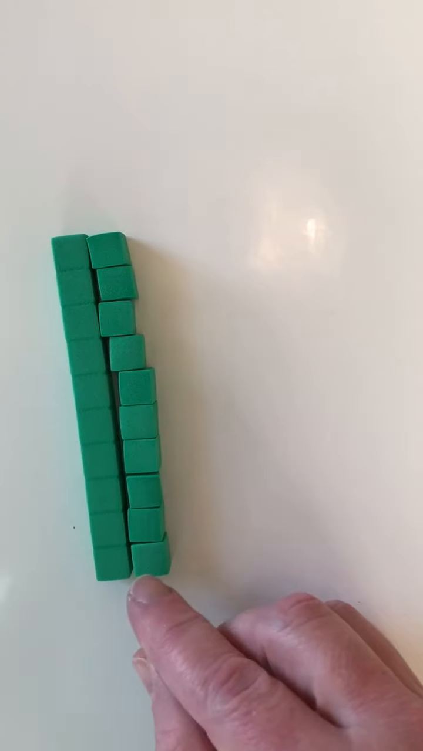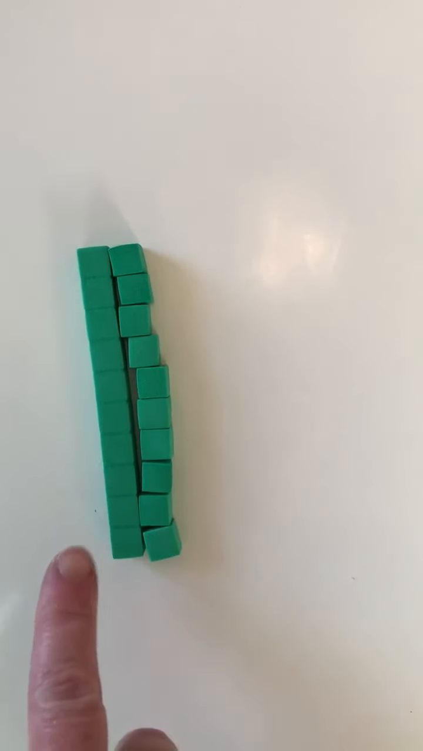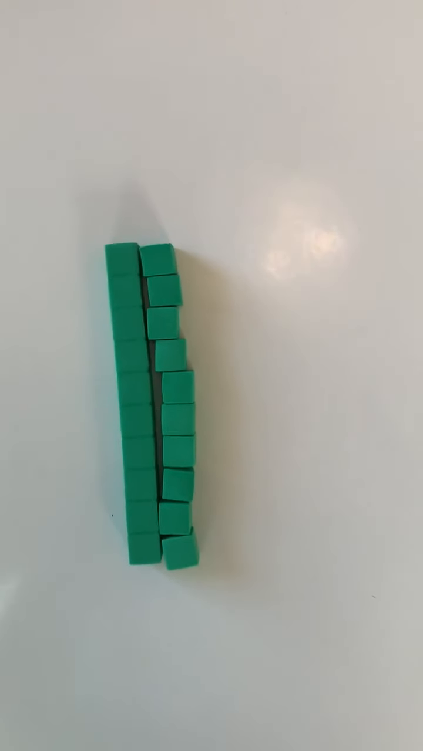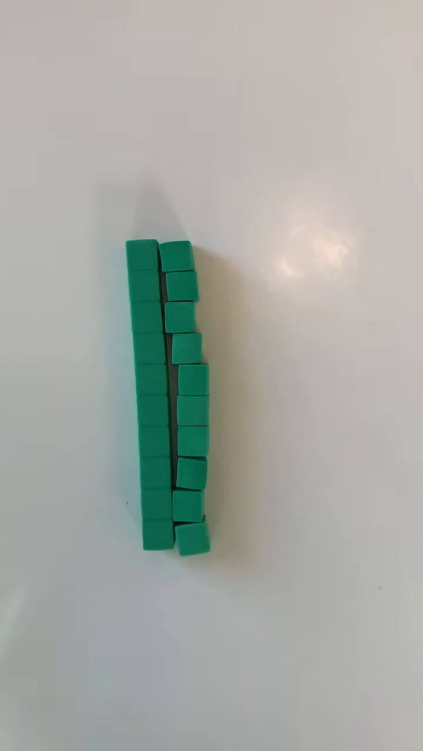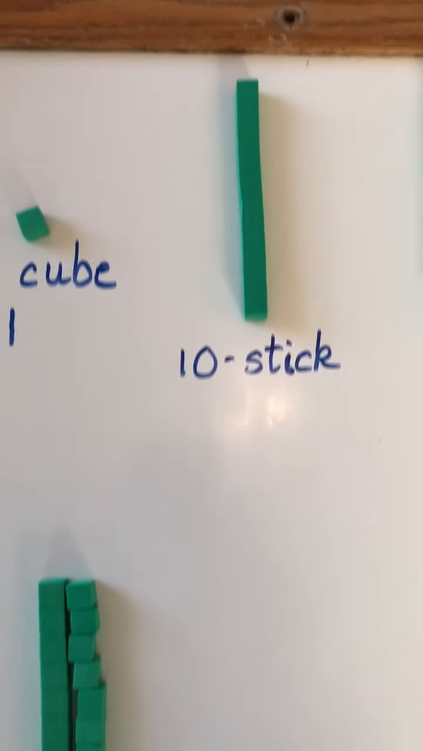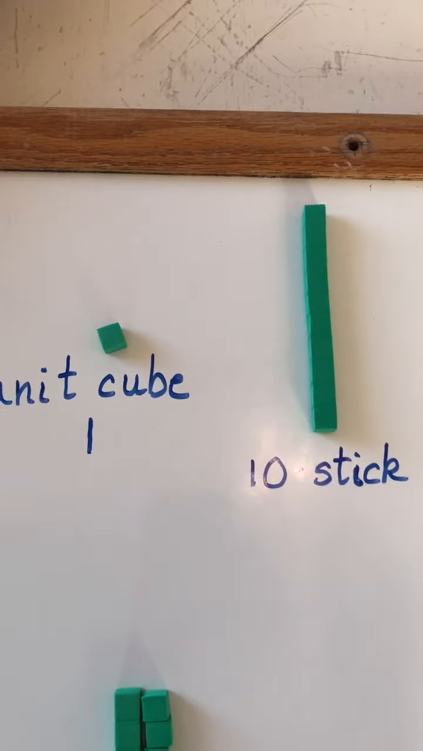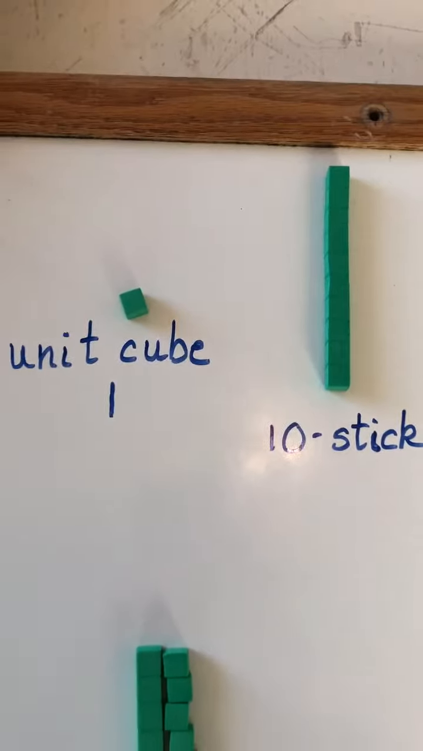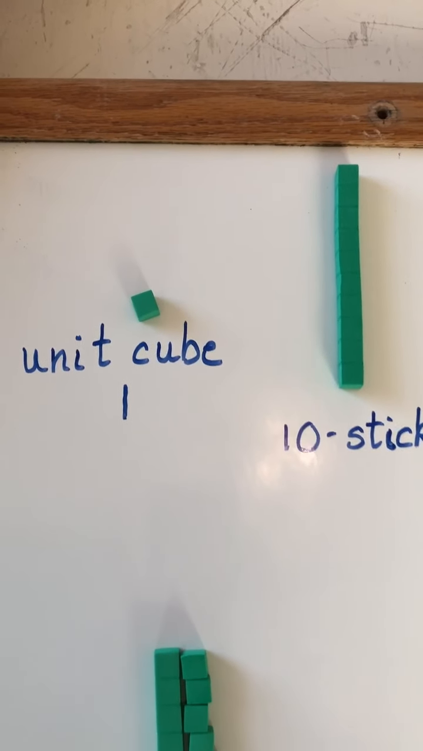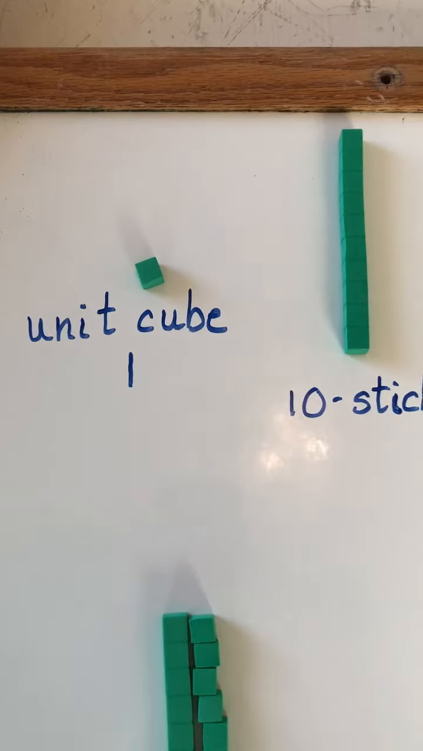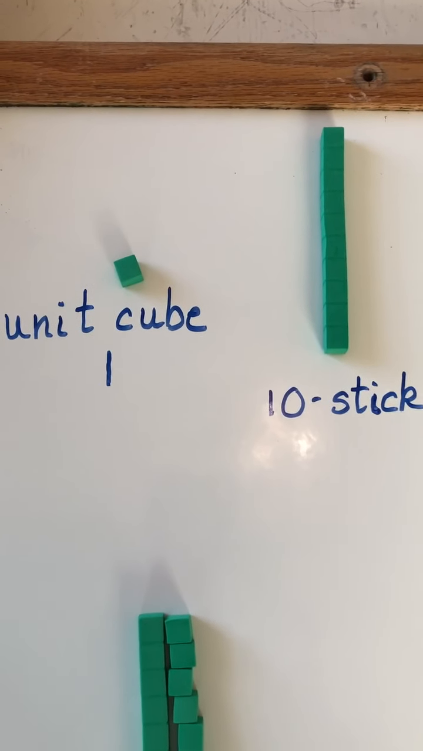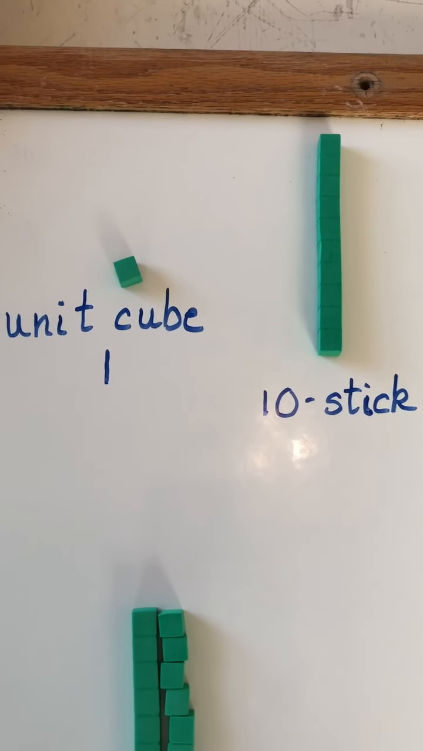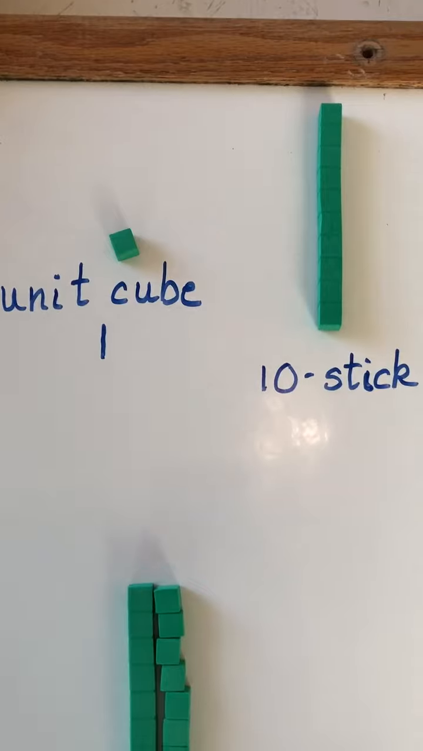Okay, how many unit cubes does it take to equal this stick right here? There are 10 of them. And that's why we call it a 10 stick, because it's easier to hold up a 10 stick that's worth 10 than it is to count out 10 of these unit cubes. It's kind of like dimes and pennies, right guys? If I owe someone 10 cents, it's easier to use a dime instead of counting out 10 pennies. So that's why we use a 10 stick.